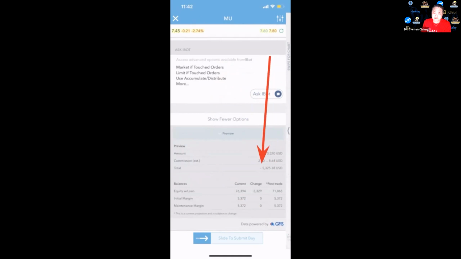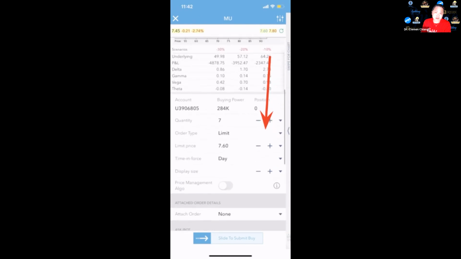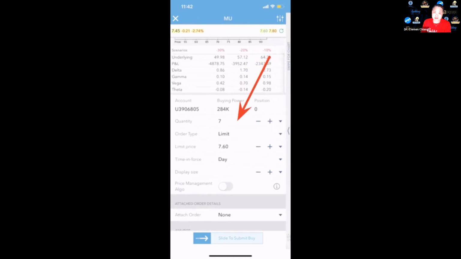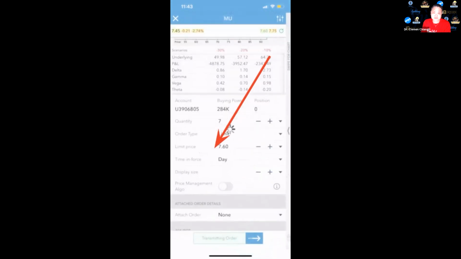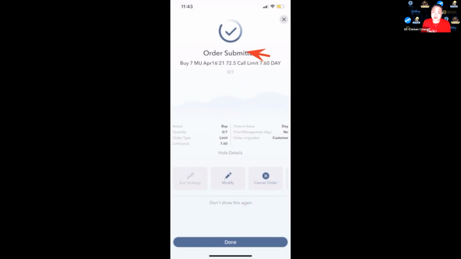So it's about 5,000 right here. So I say very good. Double check. I'm getting a price 760 and slide to submit to buy. Yes. Submitted. Not filled yet. All right. So right now I'm tempting the market maker to come to me at 760. So they will drop. And let's wait for a while because we still have some time.